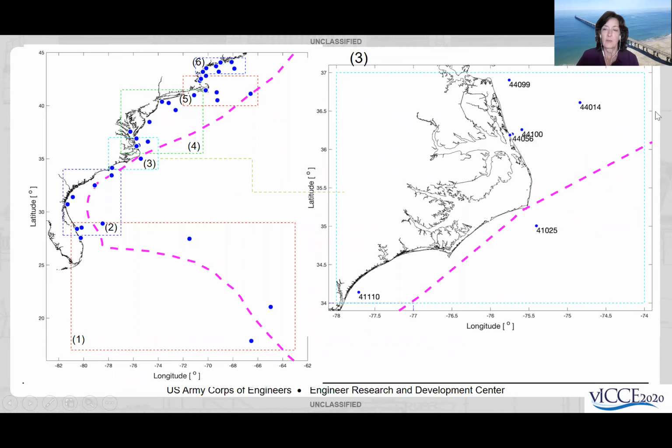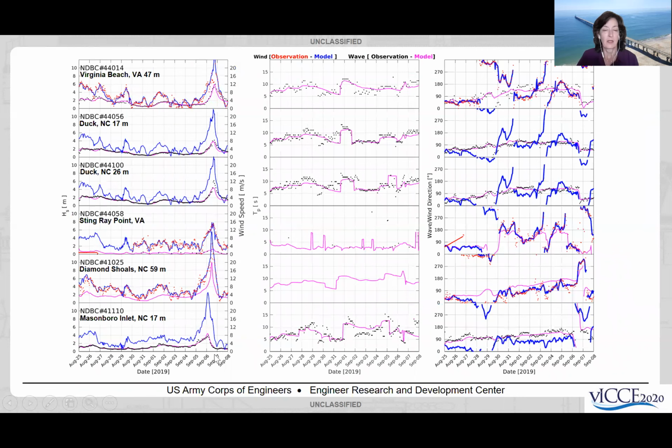Okay, we continue to move up the coast to North Carolina and Virginia. We'll talk some more later about our field research facility, which is right in this area. So now we're looking at Masonboro Inlet, North Carolina, up to Virginia Beach, still seeing some pretty intense wind speeds. Wave heights, again, are on the order of 6 to 8 meters. We see periods look pretty reasonable and directions as well.